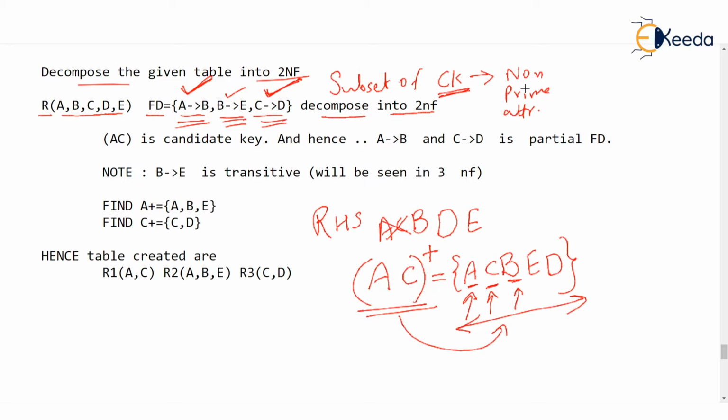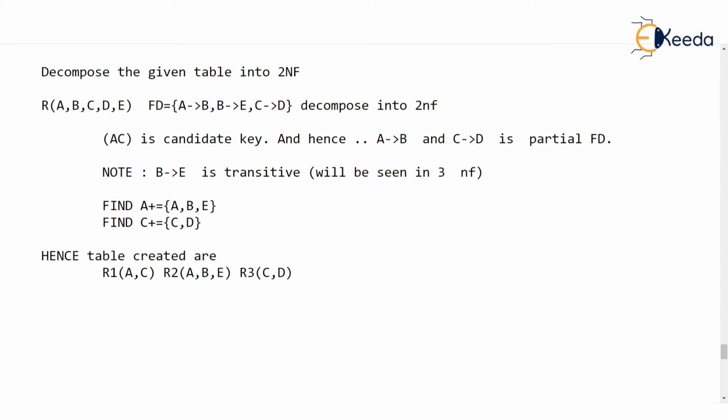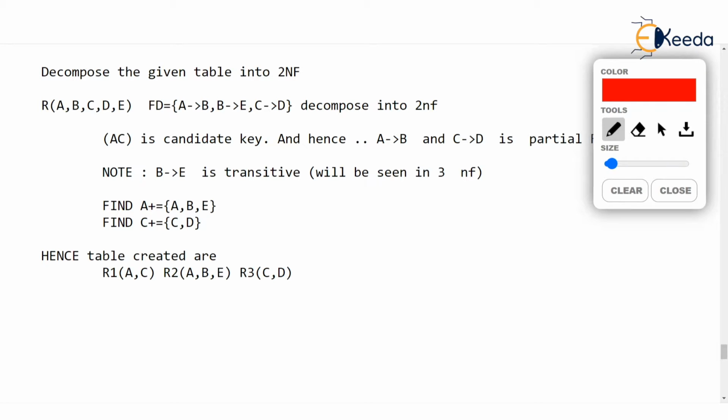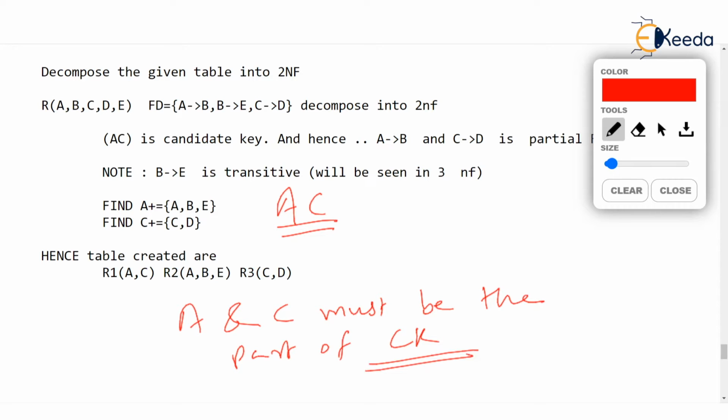But since the previous videos, I have been warning you that don't come to any conclusion very early. Okay, we know that AC is the candidate key, accepted. But is there any other candidate key? There can be more than one candidate key, and you have to find out all the candidate keys. Remember one thing: A and C must be part of the candidate key. A candidate key cannot be formed without A and C because A and C are missing on the right hand side.